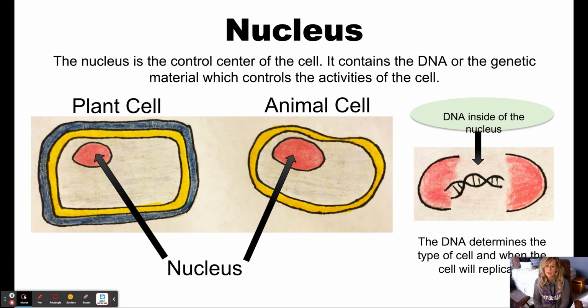All cells also have a nucleus, so both plant and animal cells have a nucleus. The nucleus is the control center of the cell. It contains the DNA, or the genetic material, which controls the activities within each cell. So you can see in the diagram, both plant and animal cells have a nucleus, and the DNA determines what type of cell it's going to be. So the DNA will tell that cell what its function is, whether it's a heart cell or a liver cell. It'll tell that cell what to do.